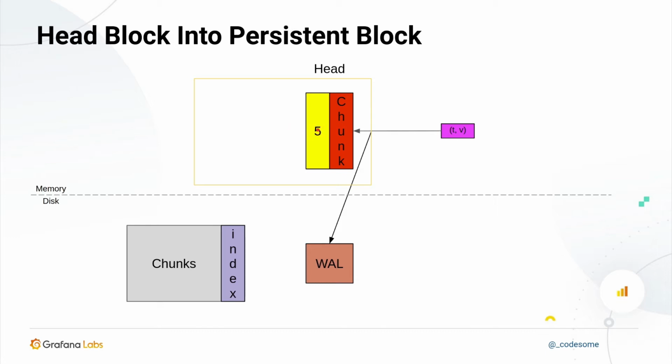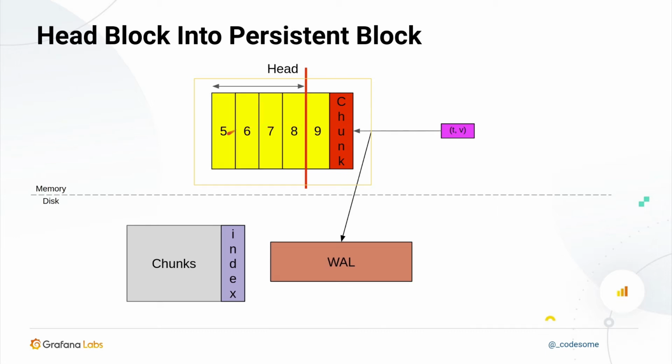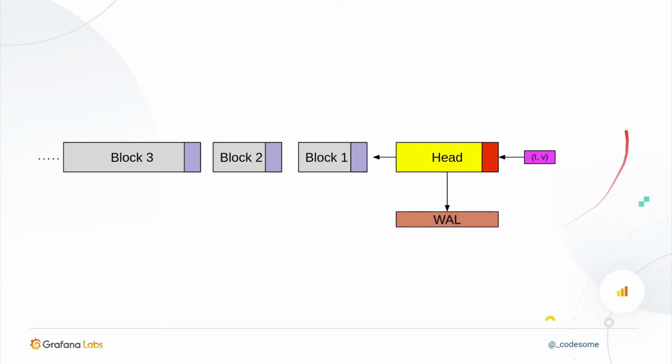Now you see the chunk is 5. Again it gets more samples, there are more chunks, and the block is cut again. Sweet. So the diagram has changed a little bit to represent the active chunk, which is in red here, and the index for the blocks.